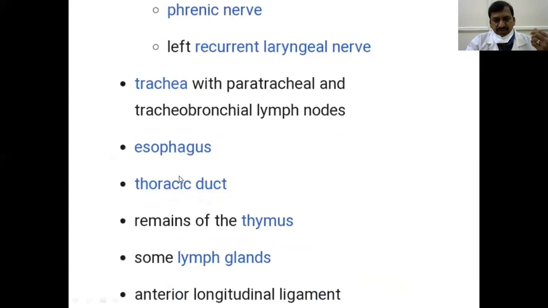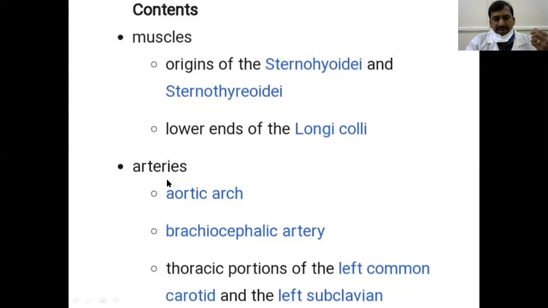Next, coming to the arteries. What are the arteries? First one is the arch of aorta and the brachiocephalic artery on the right side. On the right side there is one common trunk, then it divides into two: the common carotid and subclavian. But on the left side, there are two separate trunks from the arch of aorta: the left common carotid and the left subclavian.